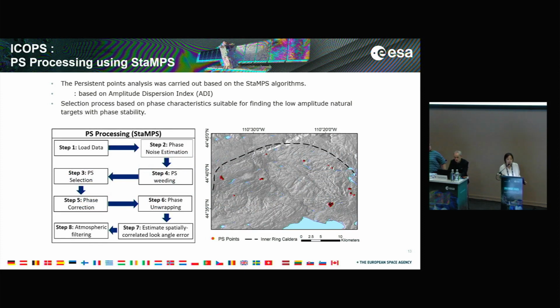PS processing uses StaMPS. The PS points analysis was carried out based on the StaMPS algorithm, and the StaMPS algorithm is based on ADI. So the selection process is based on phase characteristics, suitable for finding low amplitude natural targets with phase stability. And this figure shows the PS processing steps and the result of PS points.